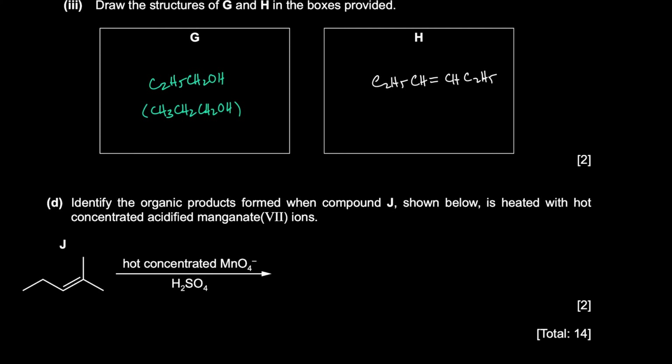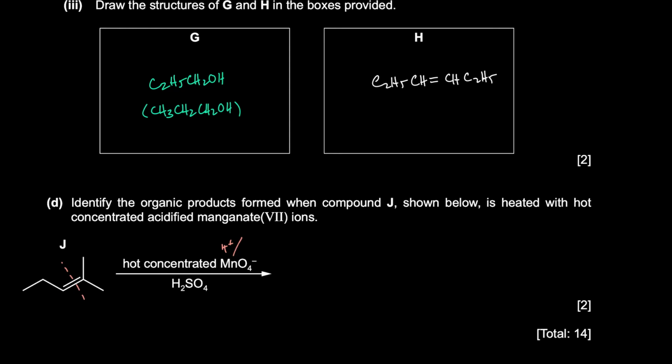Identify the organic products formed when compound J, shown below, is reacted with hot concentrated acidified manganate 7 ions. So you have an alkene reacting with hot concentrated acidified manganate. We have sulfuric acid, which means we just have acidified manganate. What type of reaction is this? Does anyone remember? This reaction is strong oxidation of alkenes, so we're going to rupture this double bond.